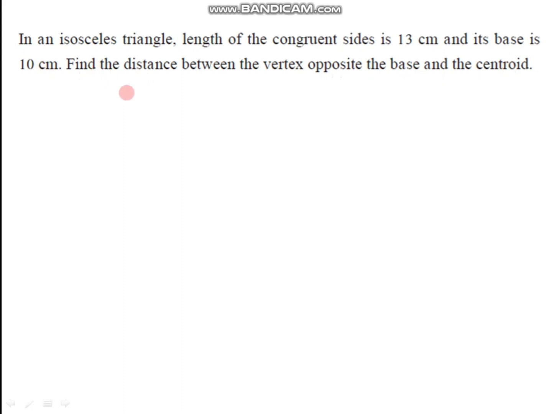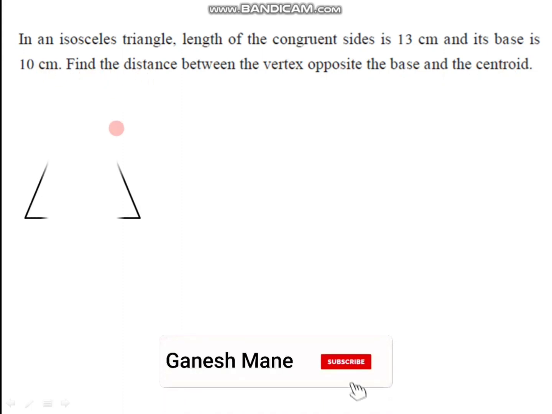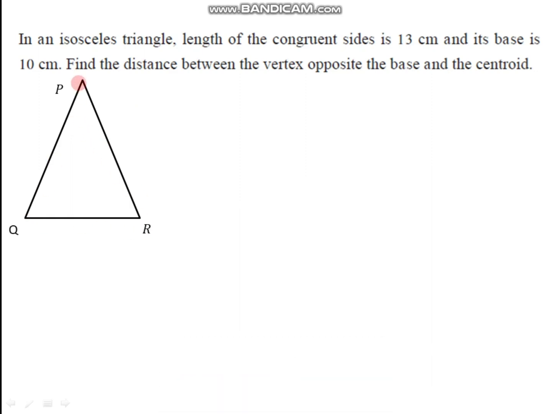So to solve this problem, we need a diagram. So let's draw. One triangle is given which is an isosceles triangle. Let us name this triangle as triangle PQR. As it is an isosceles triangle, any two sides of this must be congruent. Let us consider PQ is congruent with PR and the length of the congruent sides is given to be 13. That's why PQ is equal to PR is equal to 13 centimeter.